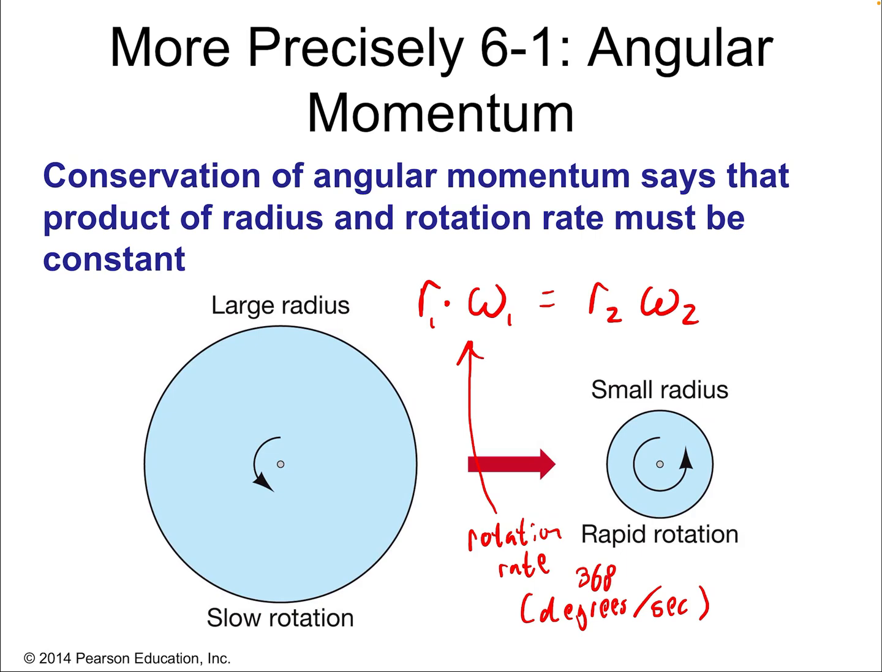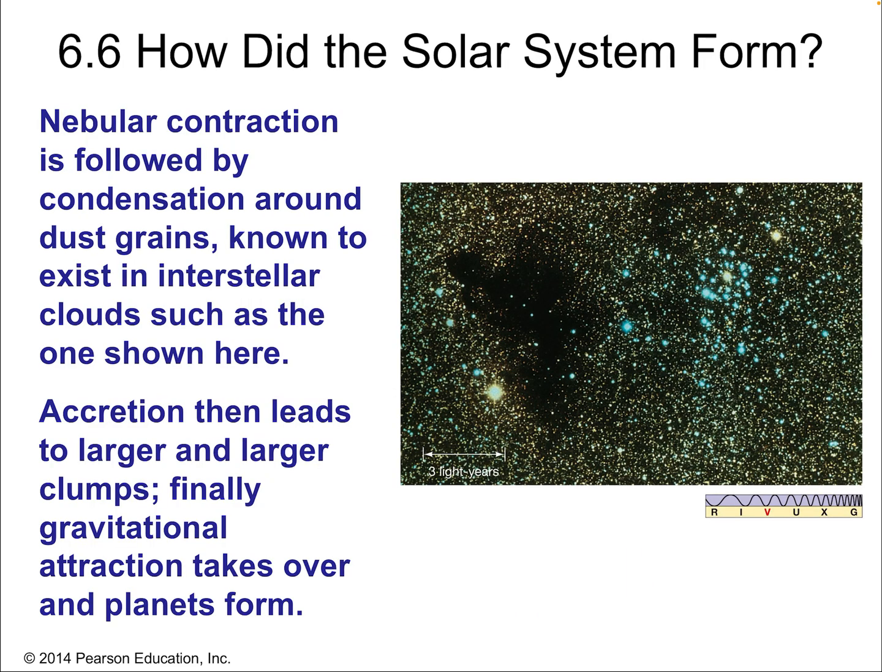And then R is just the radius, measured in meters. So as things become smaller, they spin faster. That's conservation of angular momentum. It's one of the major conservation laws in physics. Energy is conserved, momentum is conserved, and also angular momentum is conserved. All right? So nebular contraction is followed by condensation around dust grains known to exist in interstellar clouds. This dust has been studied outside of our own solar system extensively.